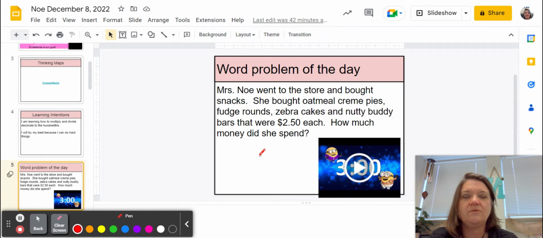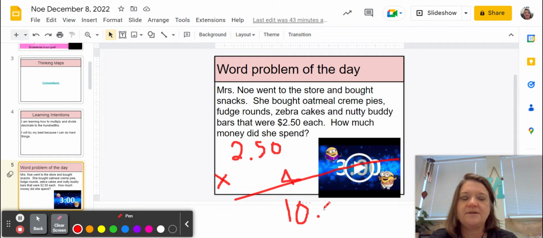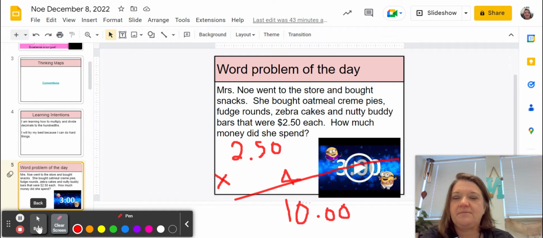Okay, so if I bought 4 boxes for $2.50 each, I could do $2.50 added 4 times, or I could do $2.50 times 4, and that will equal $10. I really did spend $10 on snacks. Actually, probably spent more than that. But anyway, all right, $10. Next problem.